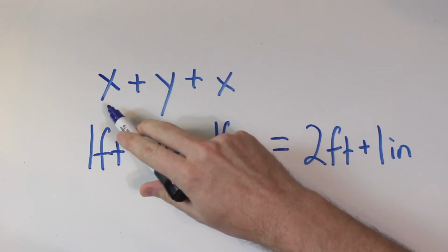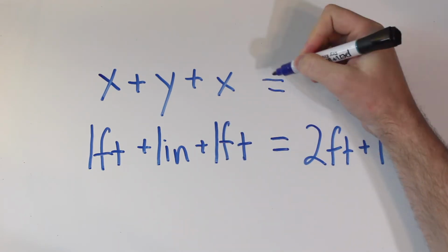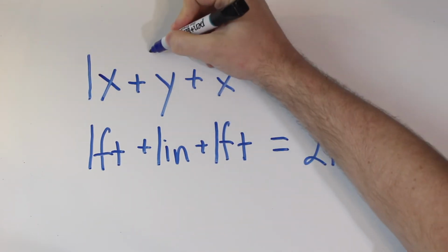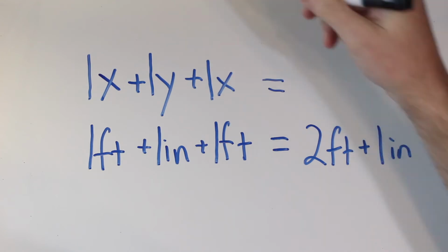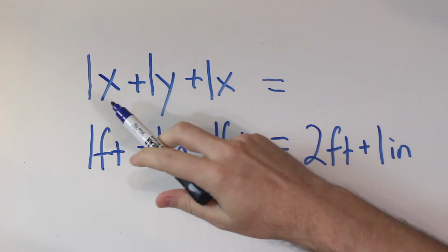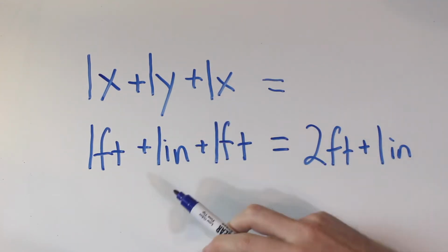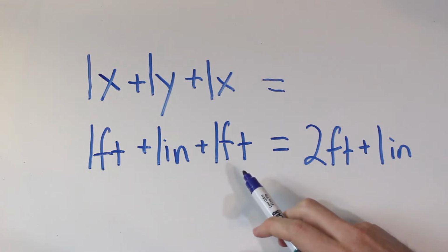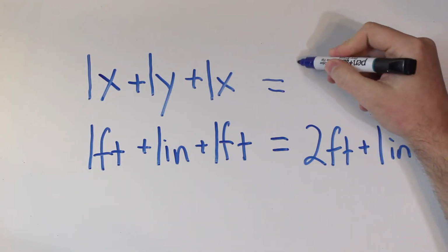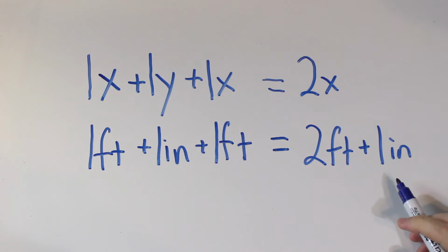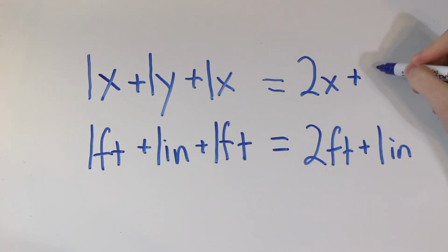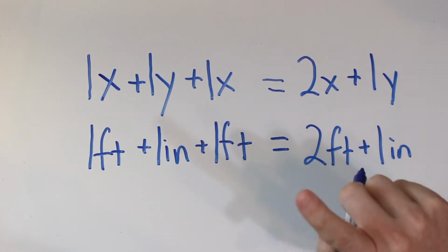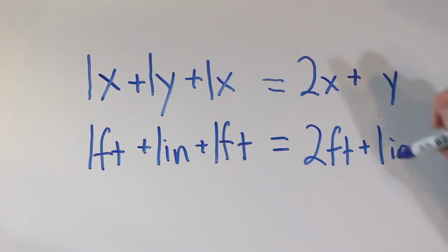x plus y plus x is the same as 1x plus 1y plus 1x. 1x and 1x can combine, just like 1 foot and 1 foot combined. It becomes 2x. So our answer is 2x plus 1y, or simply 2x plus y.